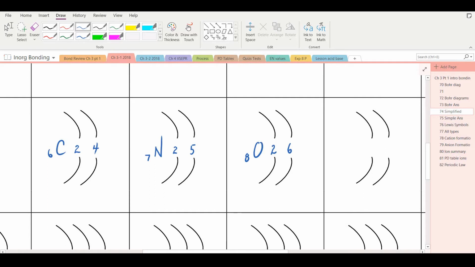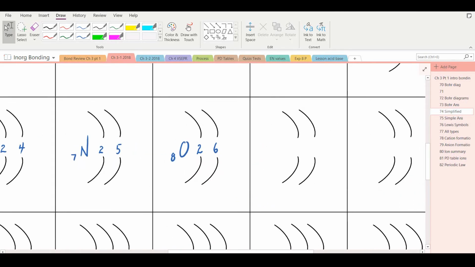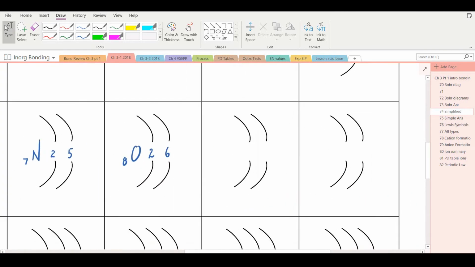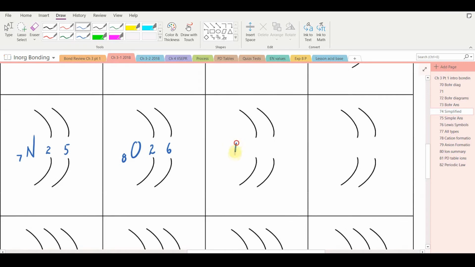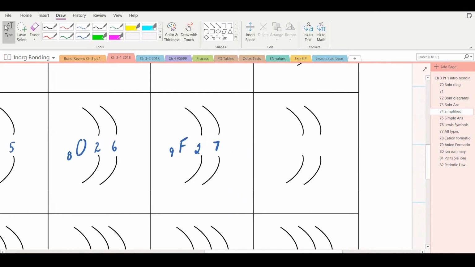It's only the valence shell electrons that are involved in bonding for the A group elements. And so that's what we're focusing on, is only the valence electrons. Next we have fluorine, element number 9, 2 plus 7 in the valence shell, 1 electron short of a full valence shell. Next is neon, 2 and 8. So neon has a full valence shell. It's unreactive, stable.